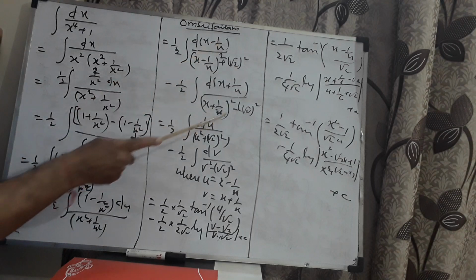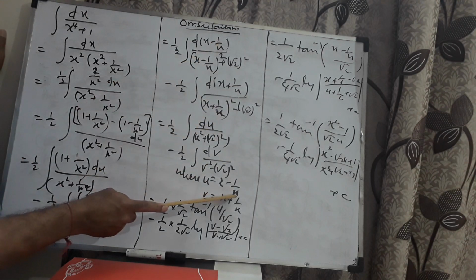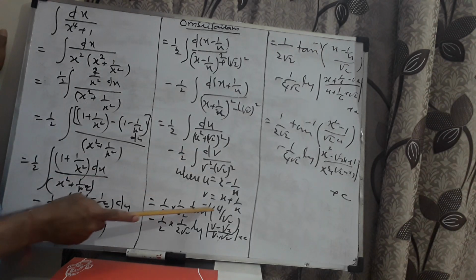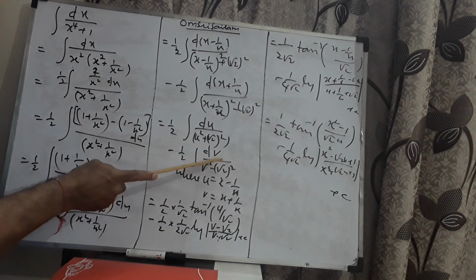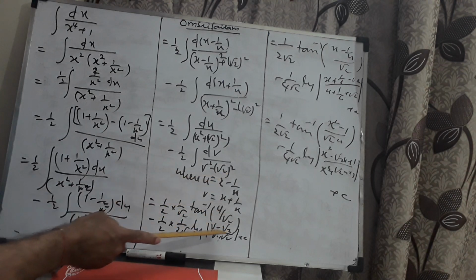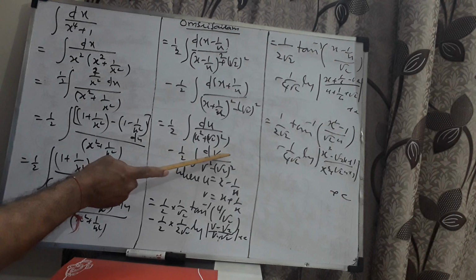I'll replace this by u, this by v. u is x minus 1 by x. It's the form dx by x square plus a square, so the result is 1 by root 2 tan inverse u by root 2. This is the form dx by x square minus a square, giving 1 by 2 root 2 log mod v minus root 2 by v plus root 2. Instead of x, I have v in the formula.